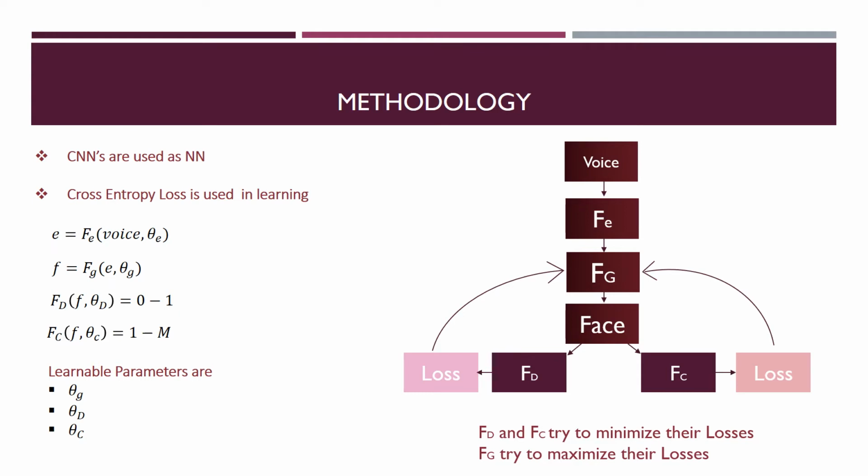The discriminator and classifier try to minimize their losses, while the generator tries to maximize its loss so it can learn the pattern of the data.